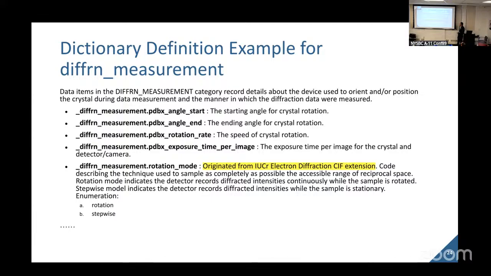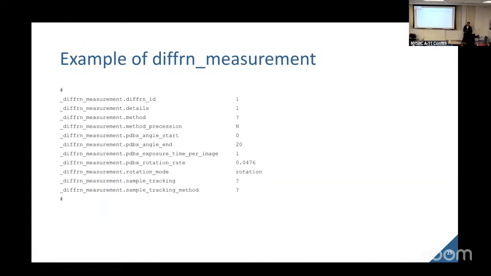And exposure time, etc. And for this item, that was borrowed from the IUCr electron diffraction dictionary, with the specific items indicated here, we borrowed the entire definition and enumeration from the IUCr, so that they are consistent. And this is just an example, so you can see this is a real PDB entry. They have the starting angle at 0, the angle ends at 20, and the rotation is 0.05 degree per second. And of course, this is continuous rotation, etc.